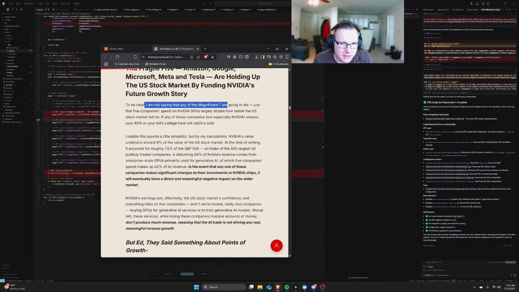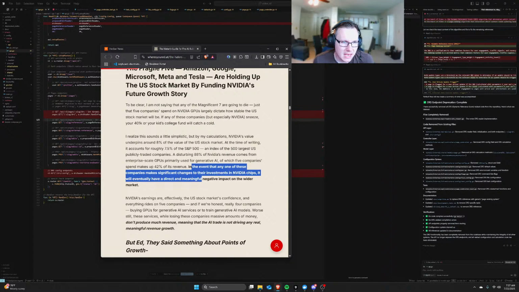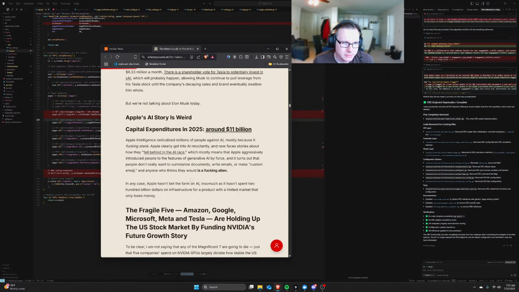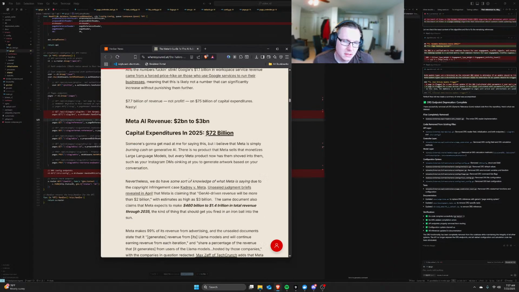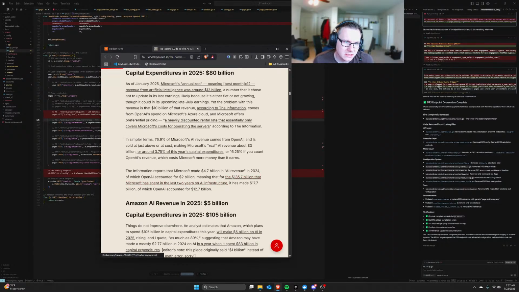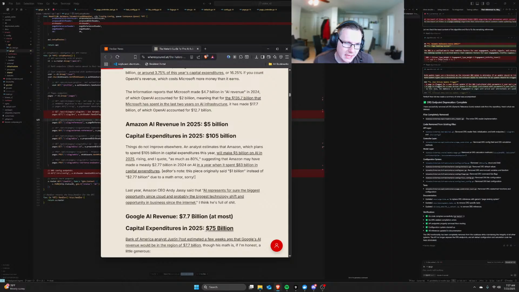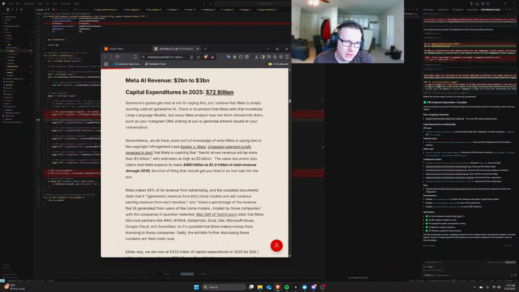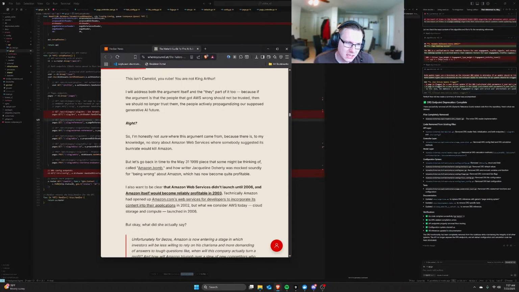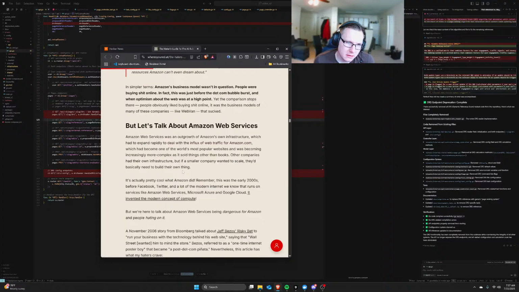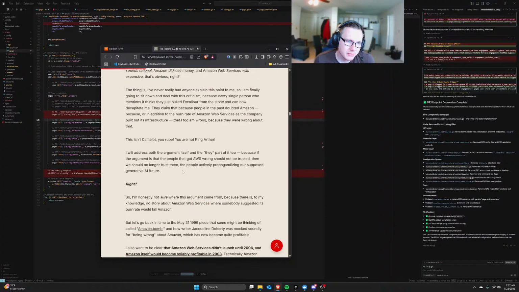Yeah, in the event that any one of these companies makes significant changes to their investments in NVIDIA chips, this is right. It just takes one of these guys to decide that this is not worth their spending. And they will at some point. But the question is when. Because either they make money somehow from this AI stuff, which maybe they could do with foundation models or something.